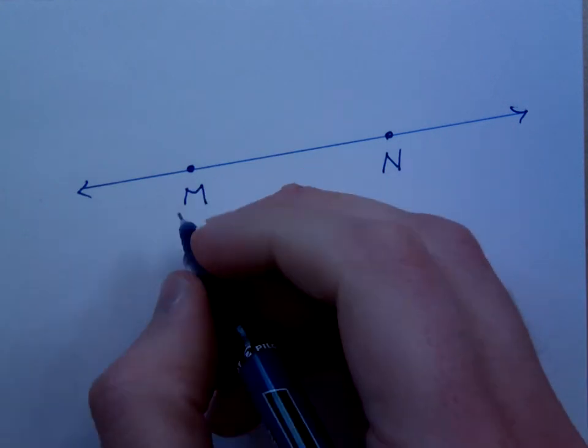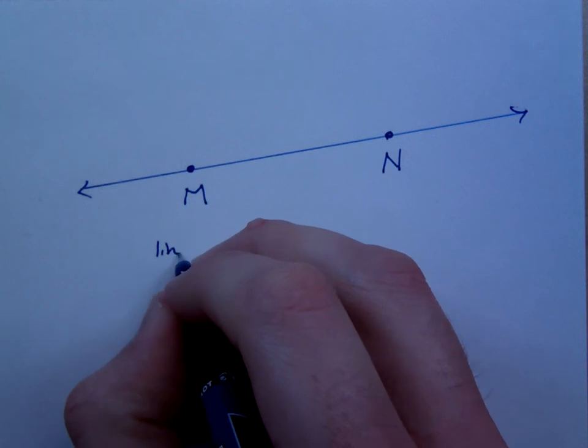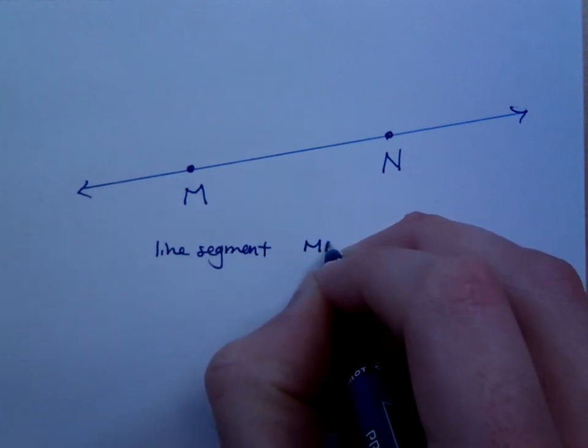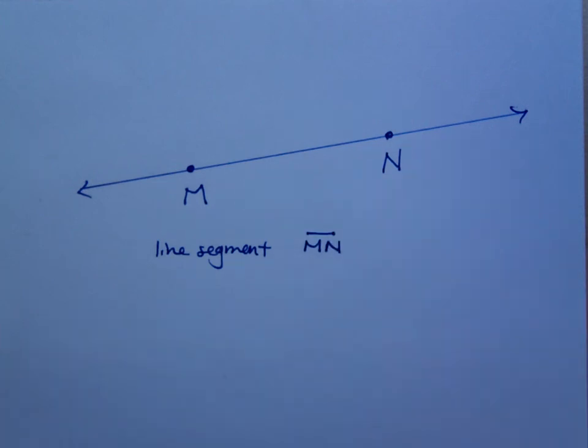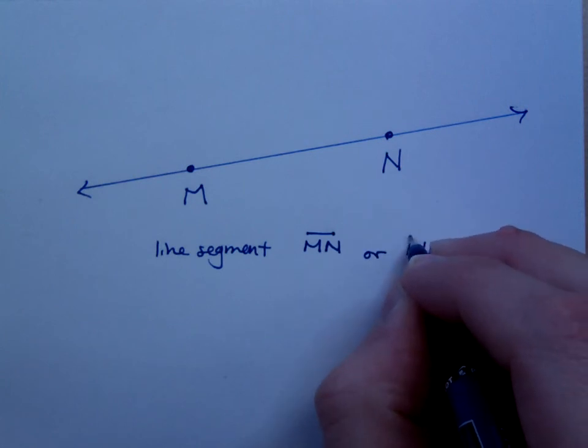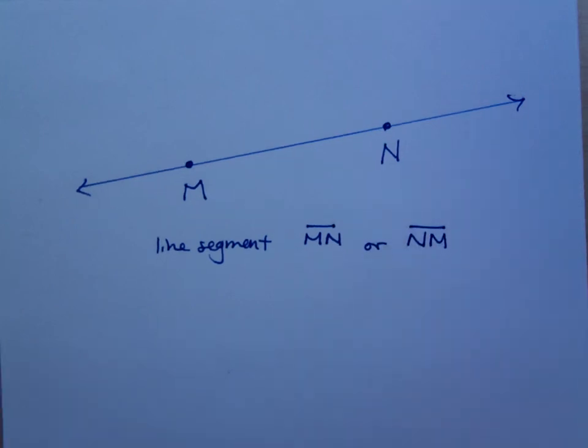If you look, you could see a line segment, right? We have line segment MN, right? Now, you could write it this way. You could also say NM, because with a line segment, you're just identifying endpoints. That's all you're doing.